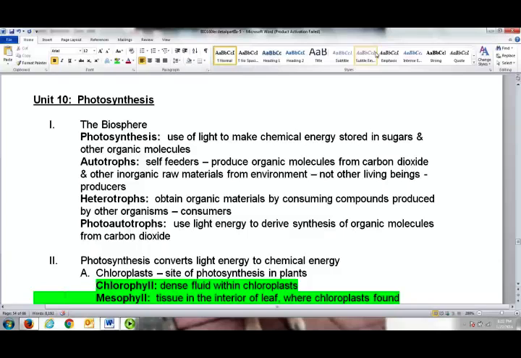The autotrophs are the self-feeders. They're going to produce organic molecules from either carbon dioxide or other inorganic raw materials from the environment. They're not dependent on other living beings, so they're considered producers. The heterotrophs are going to obtain their organic materials by either consuming compounds produced by other organisms or the organisms themselves. They're considered the consumers. A photoautotroph is an organism that specifically uses light energy to drive the synthesis of the organic molecules from carbon dioxide.